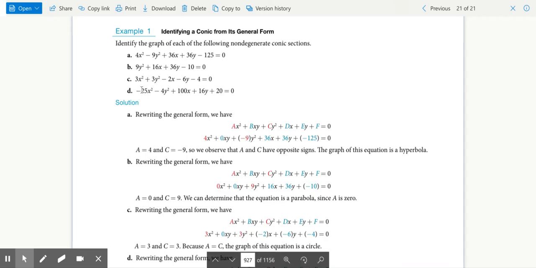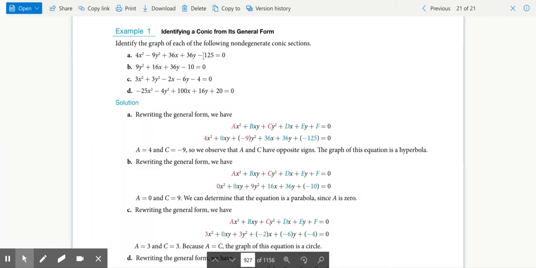In this one, we have a negative 25x squared and a negative 4y squared. They're different and they're both negative, so this is going to be an ellipse. Okay? So both negative, ellipse; one positive, one negative, hyperbola; only one squared term, parabola; same, circle. Notice I'm not even looking at the rest of the terms. The rest of the terms play a part: they're going to change the size of my conic, and they're going to change where it's centered.